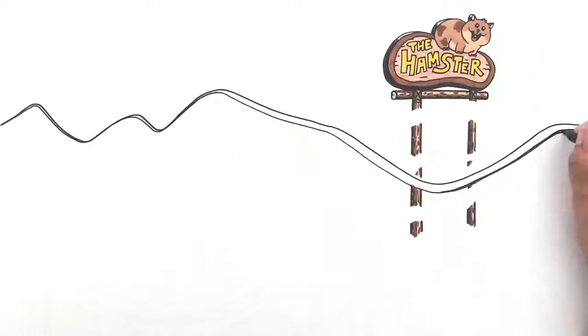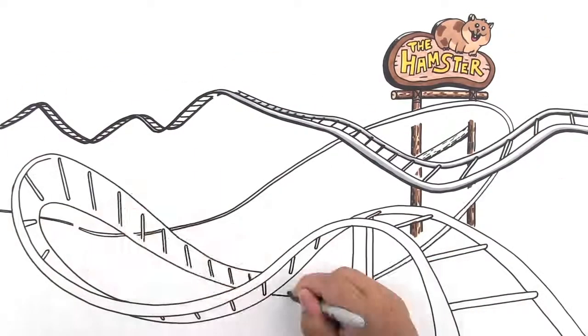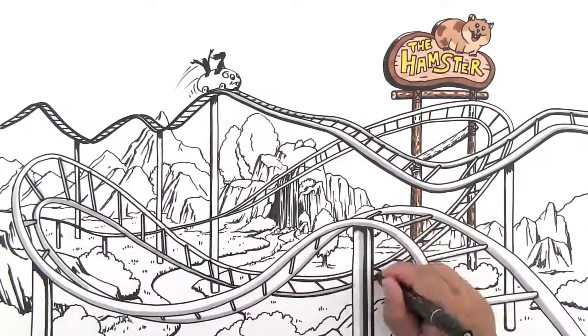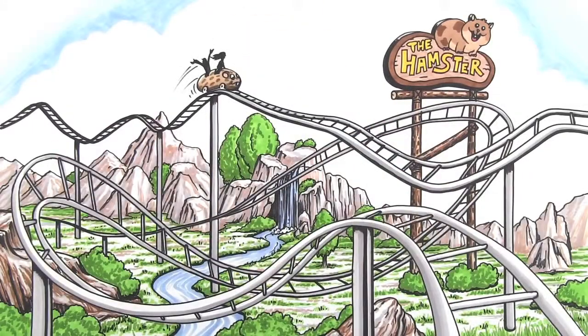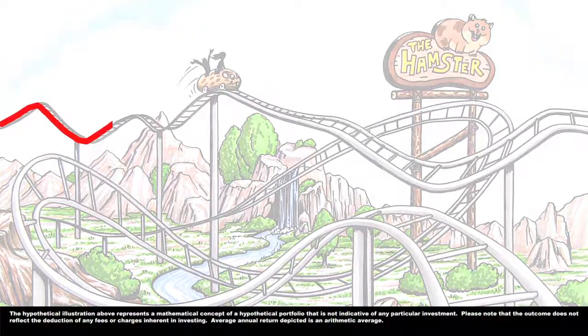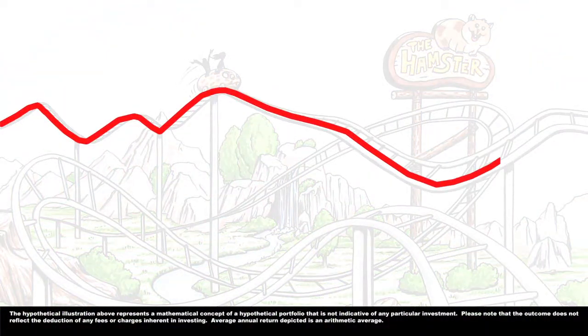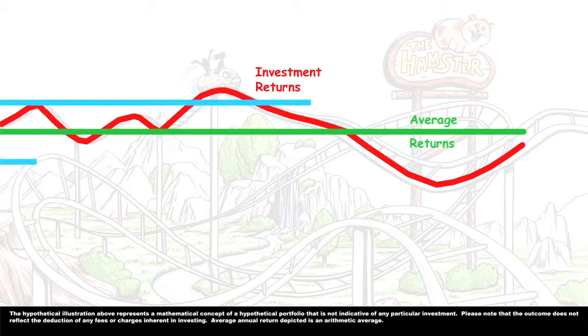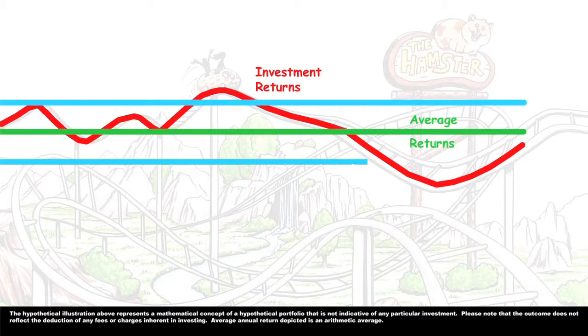In finance, volatility is calculated by what's called the standard deviation. This roller coaster's path represents the returns over time from an investment portfolio. It goes up, it goes down, it goes up, it goes down. You get the idea. This line represents the average return. The two lines around it show how far the returns typically vary around the average. The distance from the average in either direction is the standard deviation.